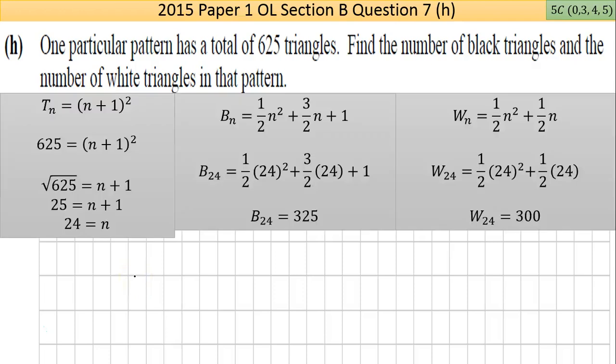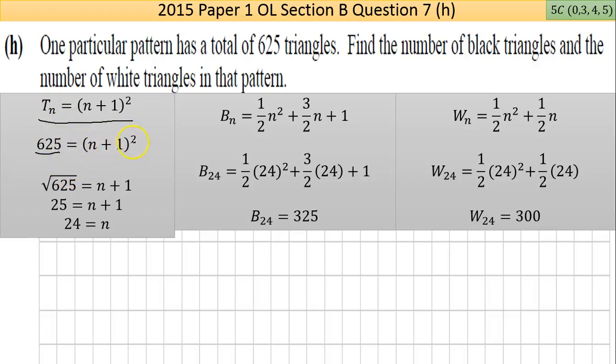Okay. So this last part, H, one particular pattern has a total of 625 triangles. Find the number of black triangles and the number of white triangles in that pattern. Okay. So I know that the total number equals 625. So I have my statement for the total number of triangles. I'm putting the fact that I now know that that total number is 625.